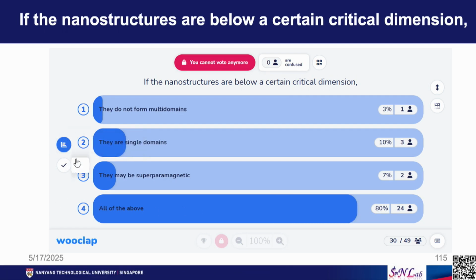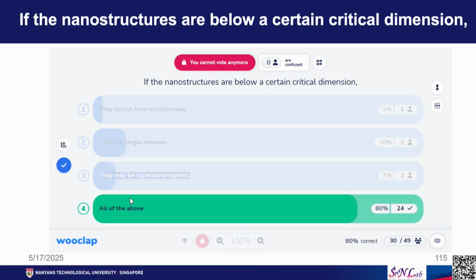Okay, most of you are right. If the nanostructures are below a certain critical dimension, they do not form multi domains, this is correct. They are single domains, correct, and if they are too small, they may even be super paramagnetic. So, all of the above is the correct answer.